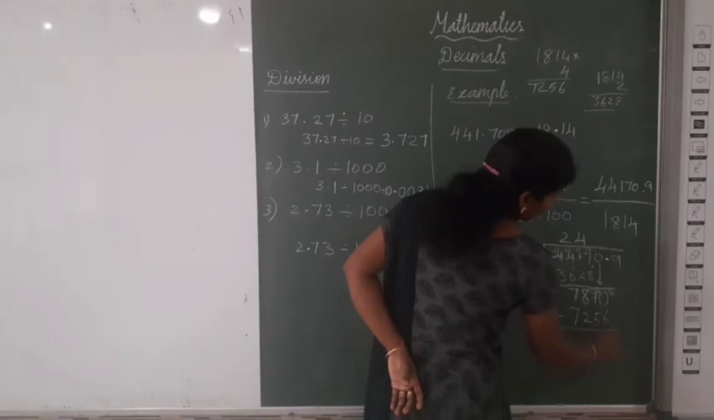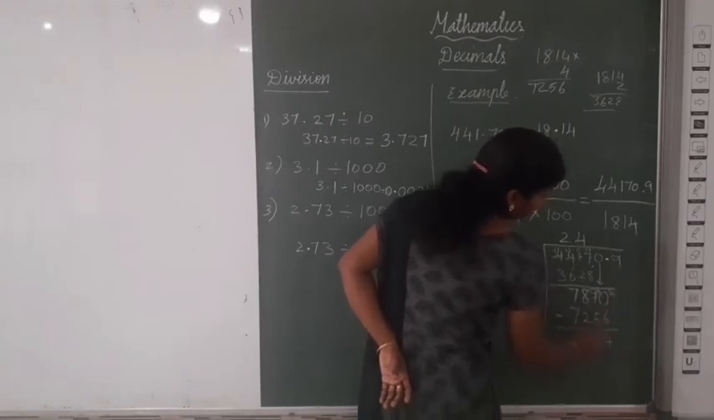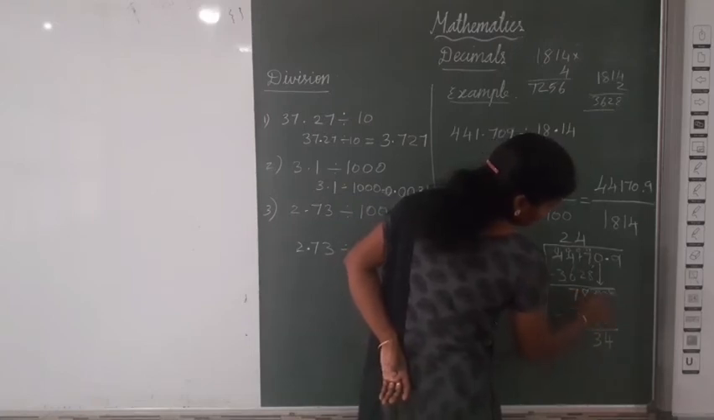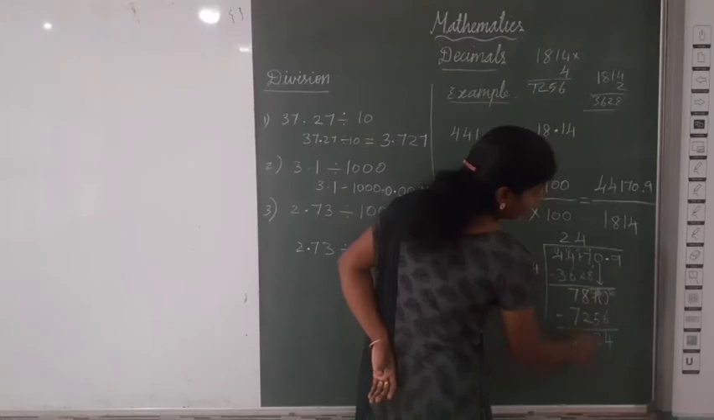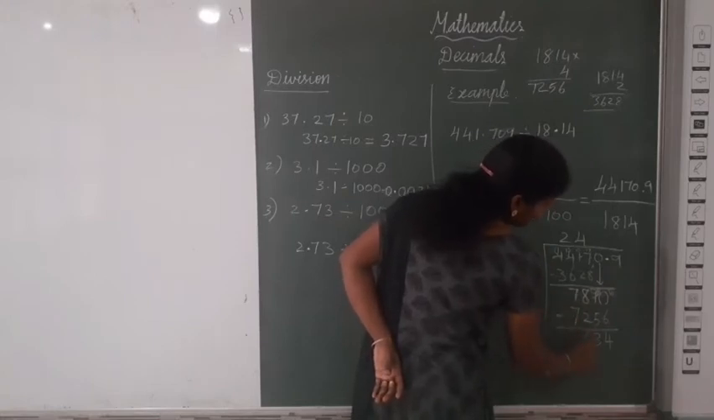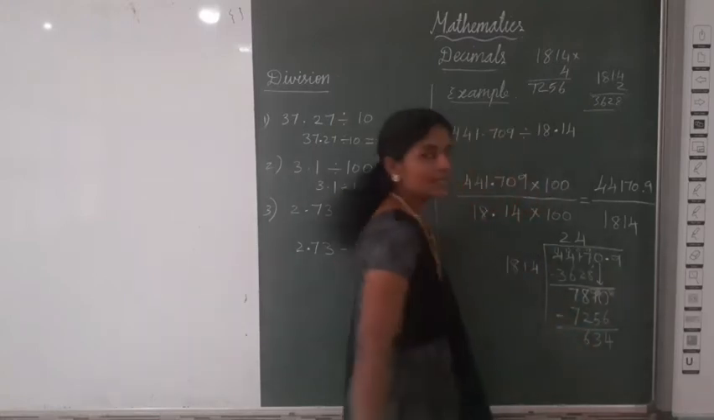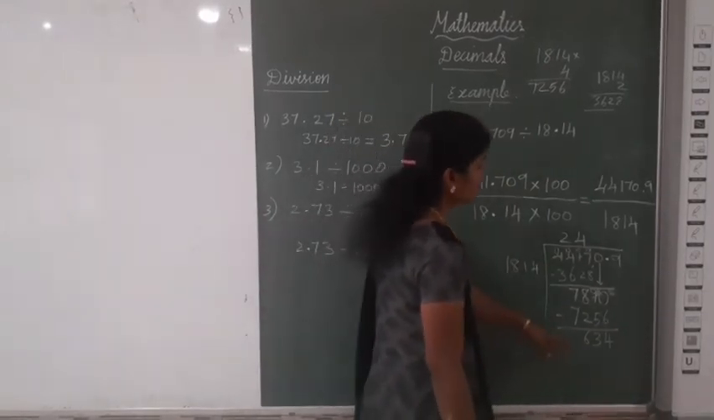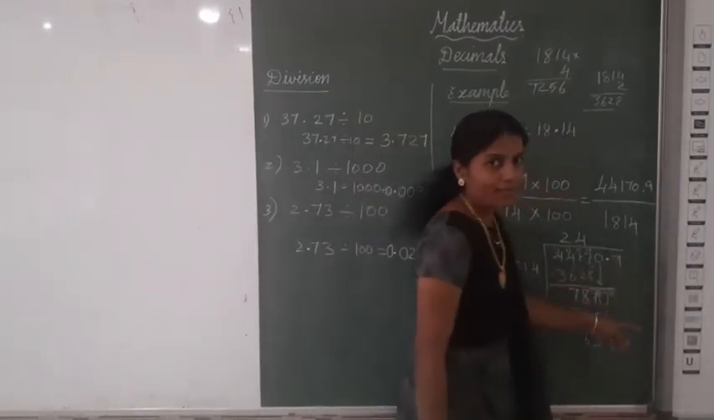10 minus 6 is 4. 8 minus 5 is 3. Now here 9 minus 5 is, yes, 8 minus 5 is 3. Here 8 minus 2 is 6. Then 7 minus 7 is 0. Now here, next digit we can bring down here, isn't it?